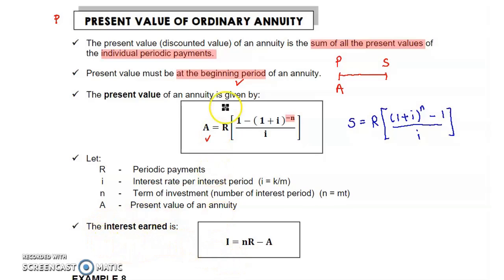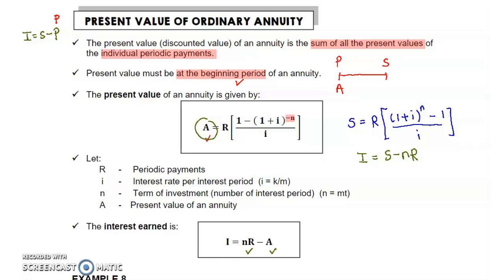Now look at interest based on present value. In the previous topics, simple interest and compound interest, how do we calculate interest? I equals S minus P. But in the topic annuity, how to calculate interest depends on what information you have. For example, if you have information about future value, the interest is given by I equals S minus nR. But if we have information about present value, the interest is given by nR minus A. So be careful with the interest formula for the topic annuity. nR is how many times we make the periodic payments, minus the present value. Then you will get the amount of interest. Again, when you calculate the amount of interest, the answer cannot be negative.